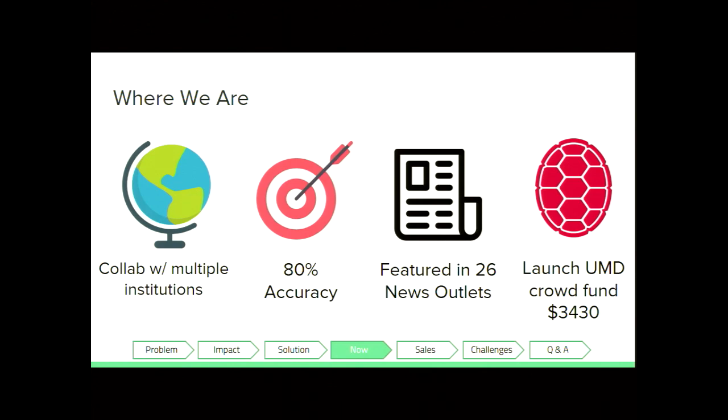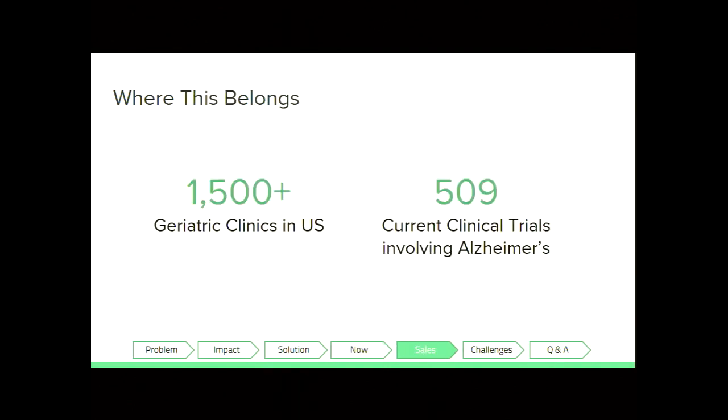Moreover, we've been featured in over 26 news outlets, some of which include Forbes, Science Magazine, Washingtonian, and many more, which you can visit on our website, synapto.io. And we've also been named national NIH Ignite finalists, or winners, and launched a UMD crowdfunding campaign that got us around $3,430.